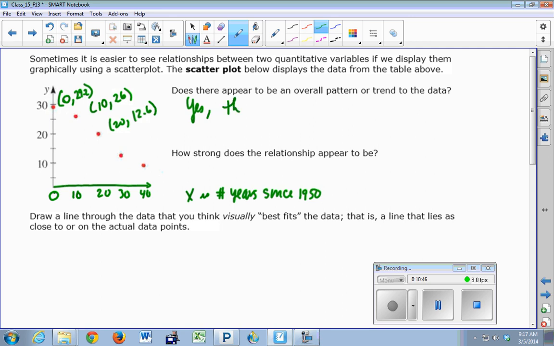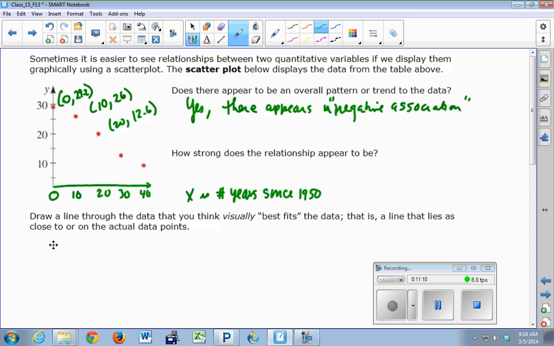Ooh, you're getting really fancy on me now. Did you read ahead, Paul? Oh, you took statistics. Okay, so Paul took statistics, and he's saying there appears to be, ooh, we're going to use big words now, a negative association. Okay, well, we'll get to what that means in a minute. And that's a perfect answer if you've taken statistics.